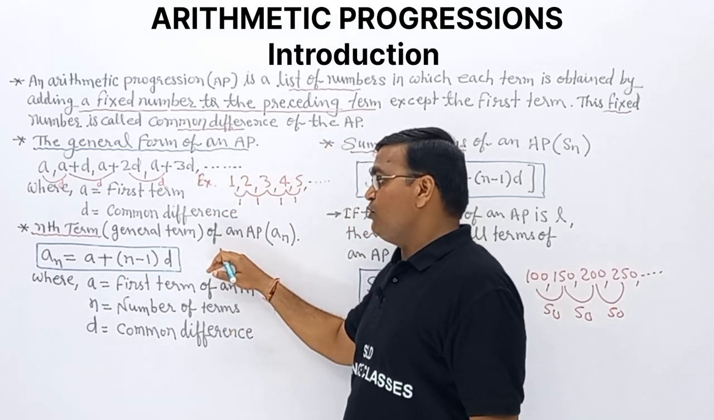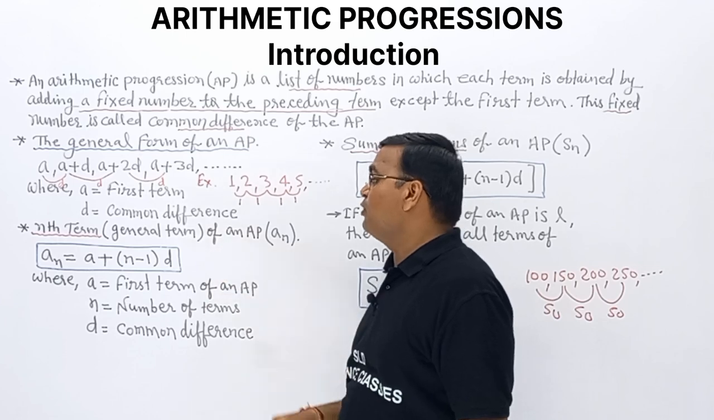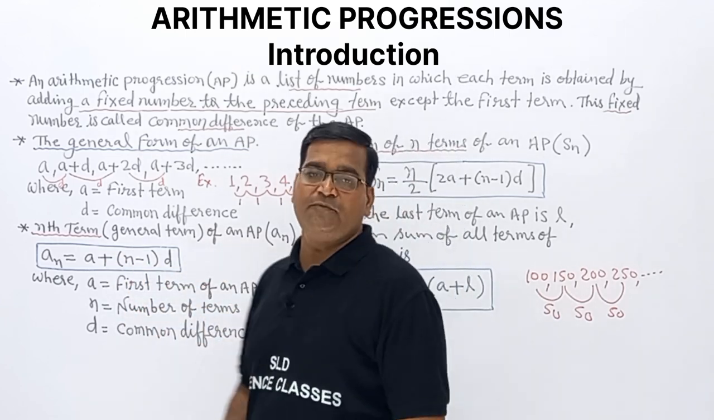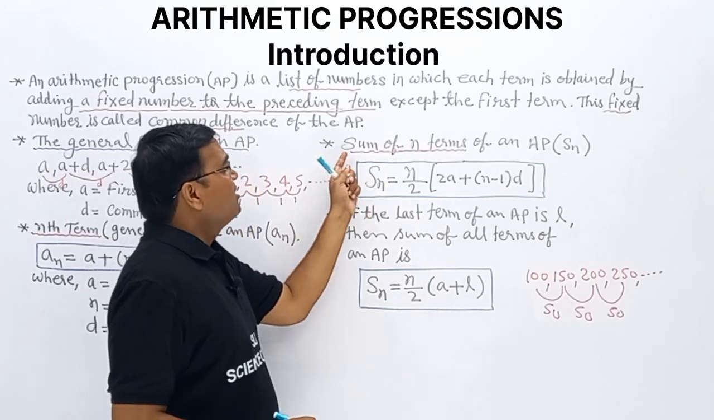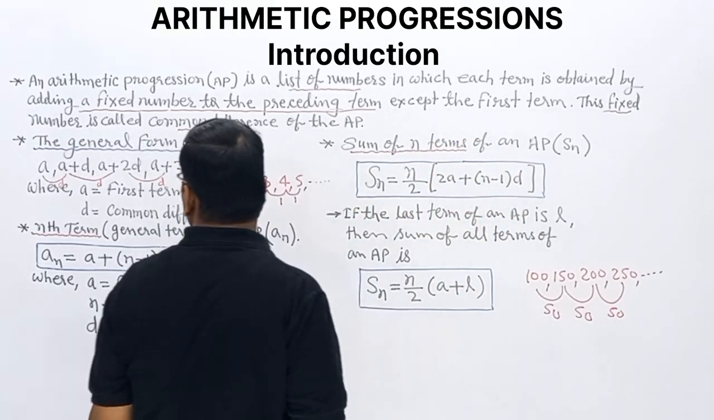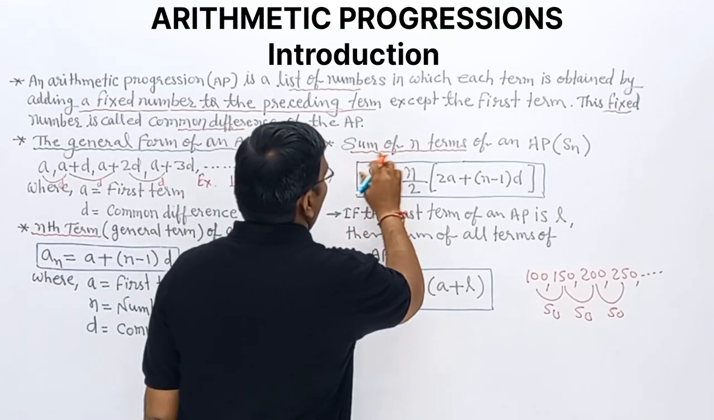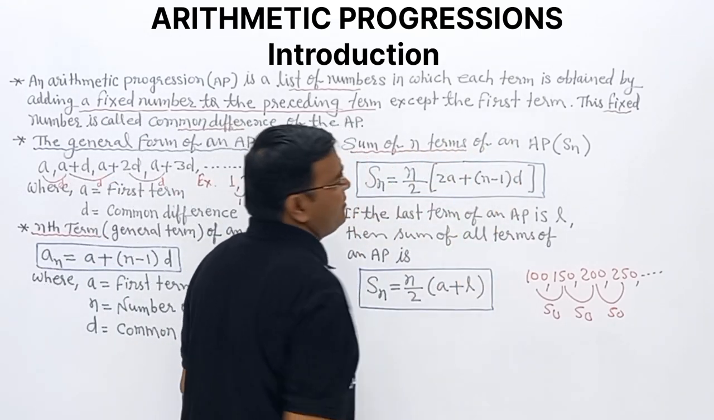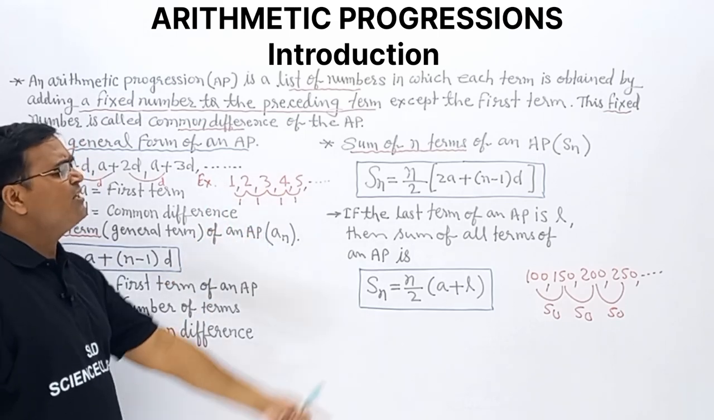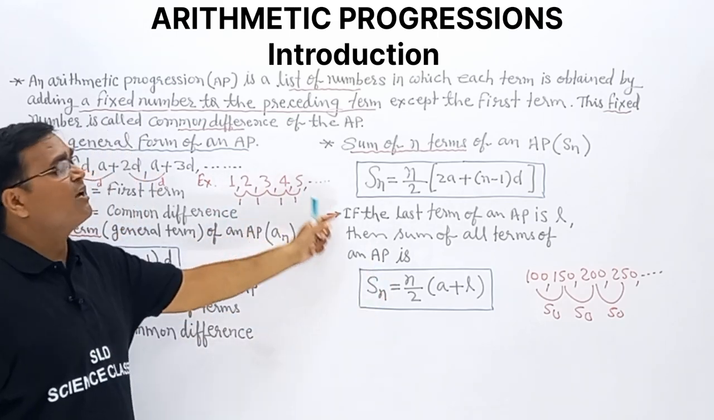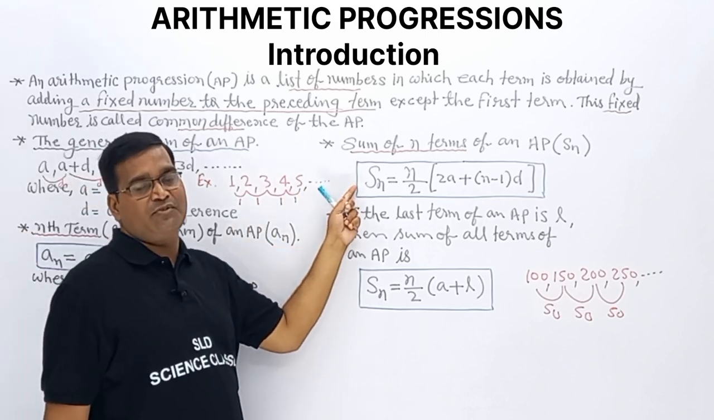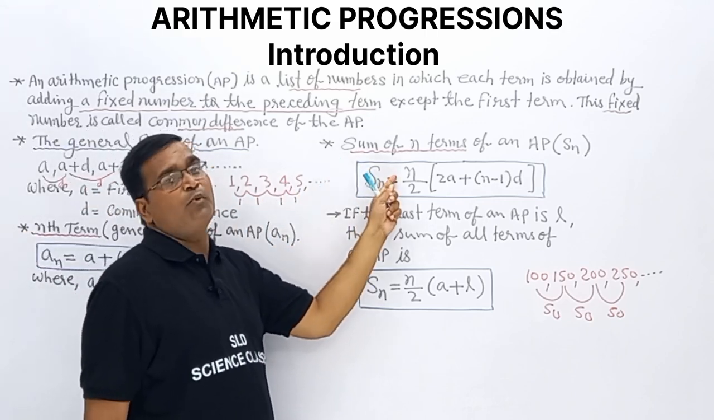Its nth term we find using this formula. A is the first term, n is the number of terms, and d is the common difference. And the last formula is the sum of the n terms of an AP. We have this sequence, and we require the sum of 10 terms. We want the sum of 10 terms, then we use this formula.